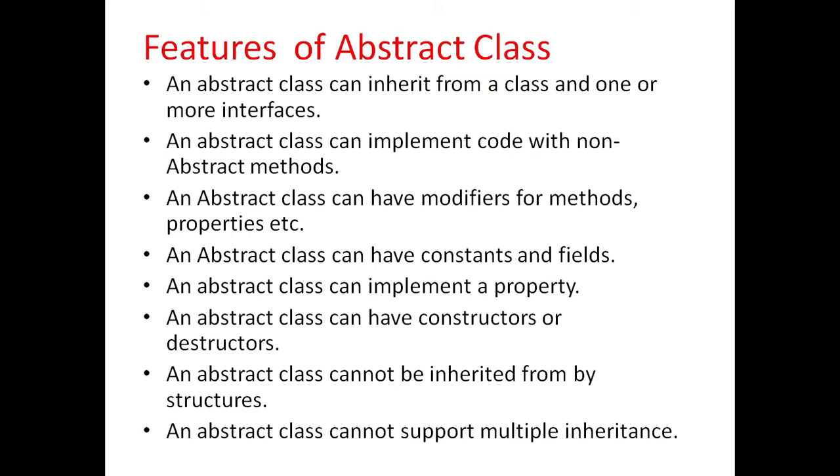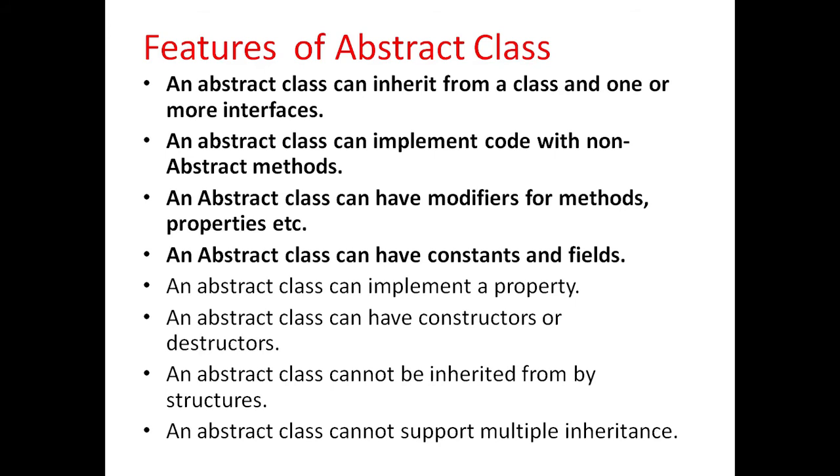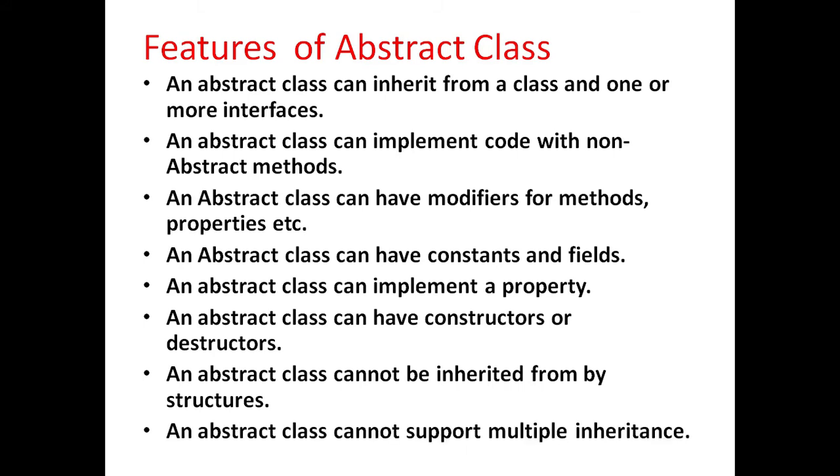Features of abstract class are as follows. An abstract class can inherit from a class. It can implement code with non-abstract methods also. It can have modifiers for methods and properties, etc. It can have constants and fields. Also, it can implement a property. Abstract class can have constructors or destructors. Abstract classes cannot be inherited from structures, and it cannot support multiple inheritance.